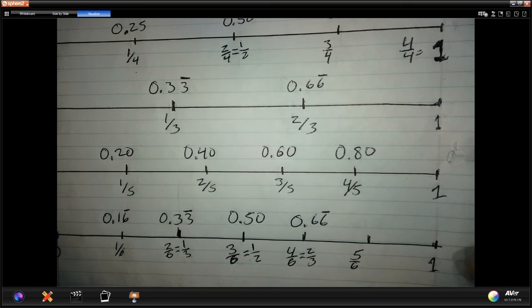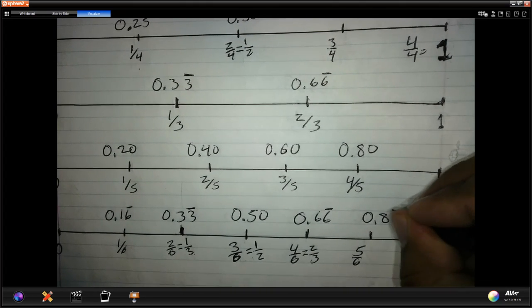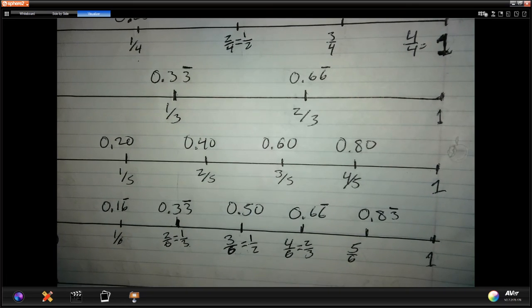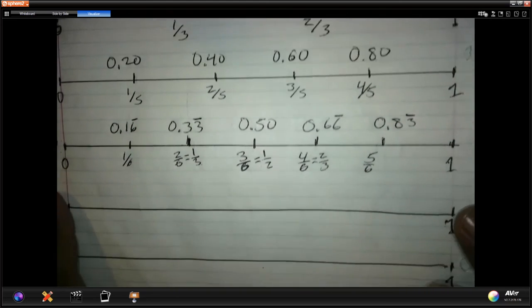And then this last one, the 5/6, I always forget this one. It's 0.83 repeating. I don't like those numbers. I think they're ugly. But we have them in our notes. So when we take a quiz or when we do our exit ticket, we have the notes written down to help us figure them out.